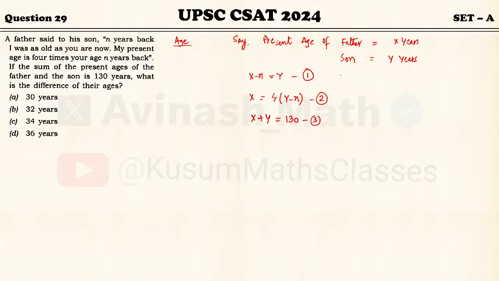So take the value of n as nothing but X minus Y. Put the value of n into this equation. So this implies X is 4 into (Y minus X plus Y).